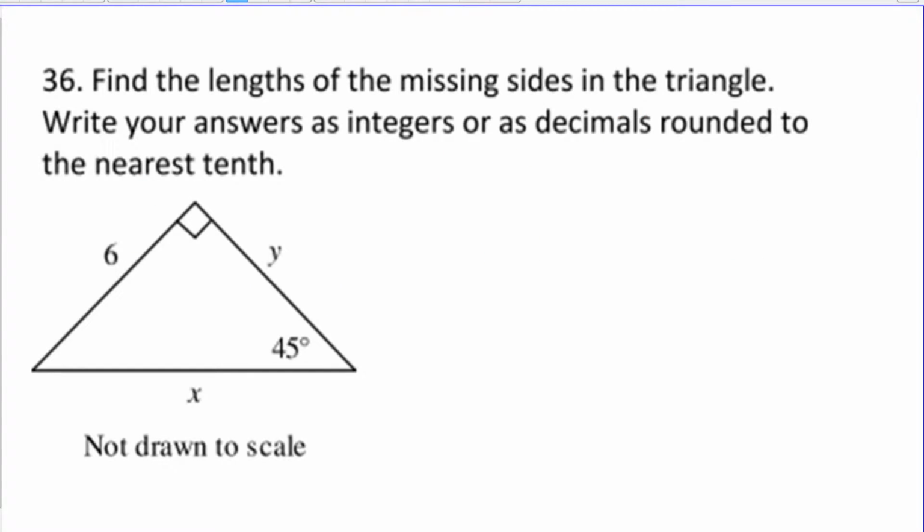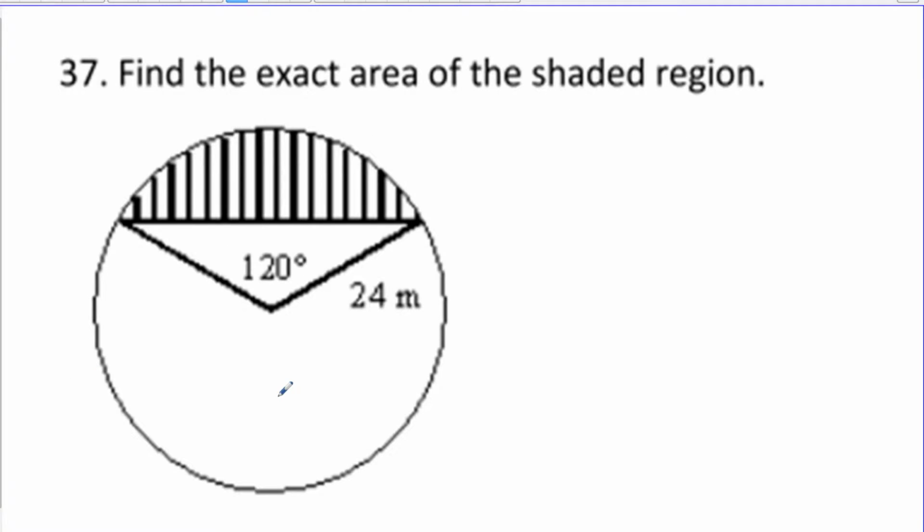Okay, problem 36. Again, here's another 45, 45, 90. I'm just going to leave them in radical form. It does say decimals, but again, just for the sake of time, the legs in 45, 45, 90 should be equal, so this one's 6. And then this one is just going to be 6 times the square root of 2, which again, you can go to your calculator, type that in, and get the value to the nearest tenth.